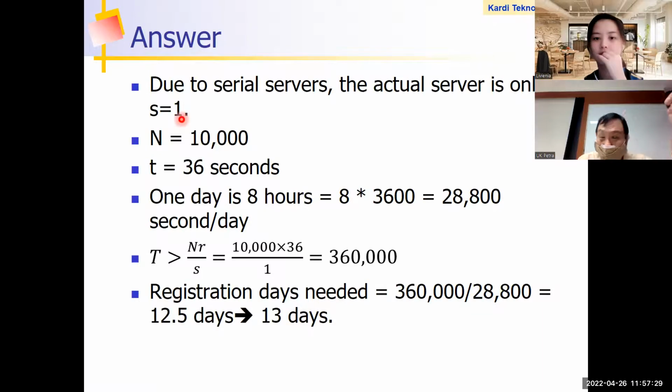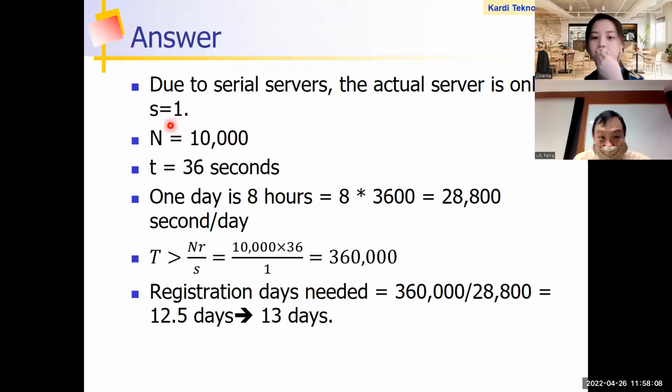So the problem is this. Because you have a serial server, it looks like you have many servers, but actually they are in one line. After this, you go to the next. After this, you go to the next. That is serial server. The actual server is actually only one. Remember, don't do serial server. You need to do parallel server. When you have many servers, but they work in stages, that is the same as one server. S is equal to 1.